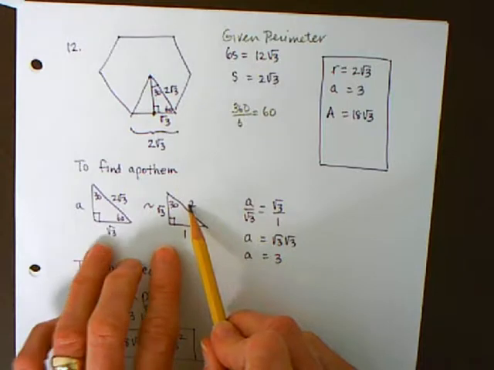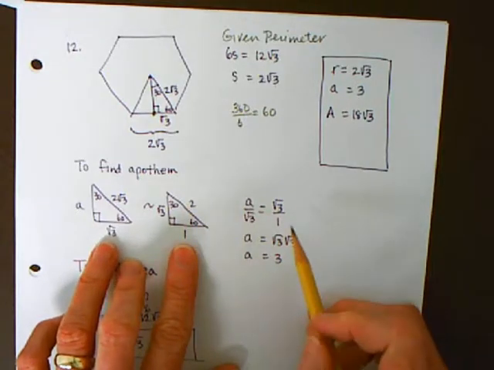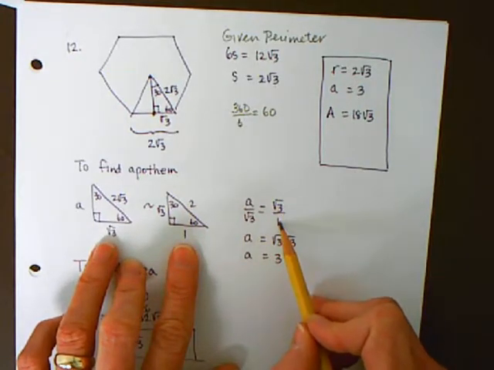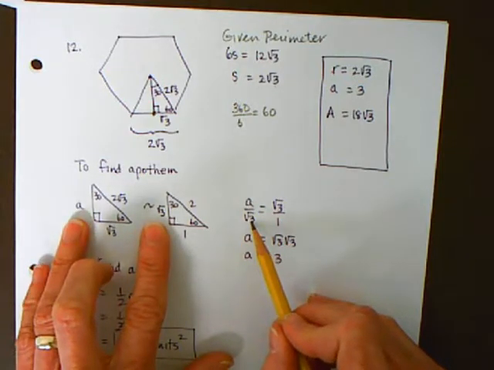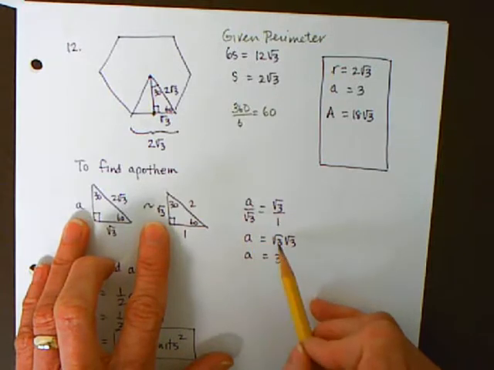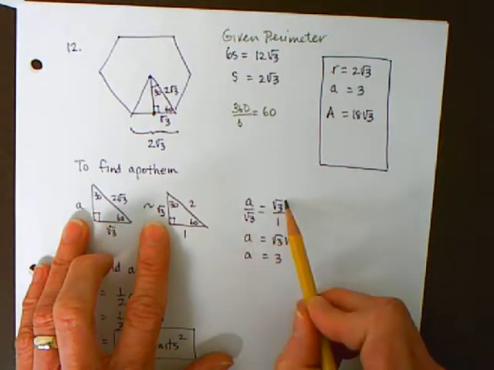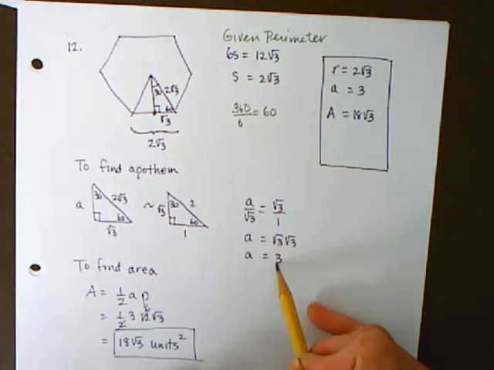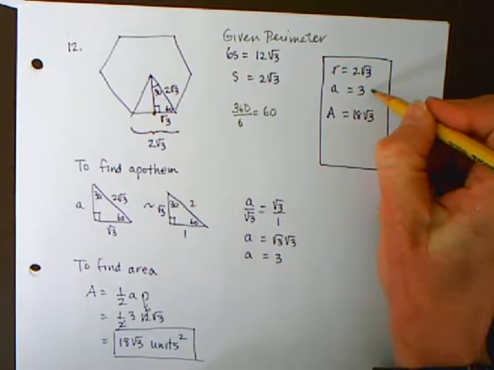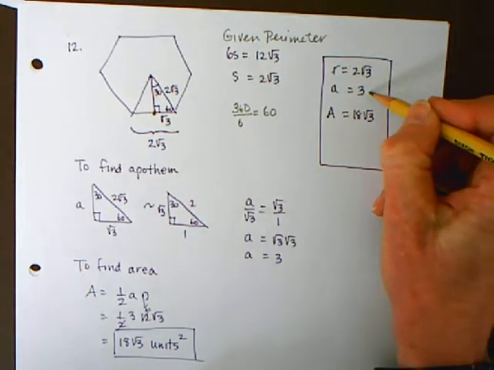So to figure out the apothem, I'm going to look at my scale factor here, radical 3 to 1, and I'm going to compare apothem A to its corresponding side, radical 3. So product of the means, radical 3 times radical 3, equals product of the extremes, A, and so I get that A is 3. That's nice. I have the apothem now is 3.